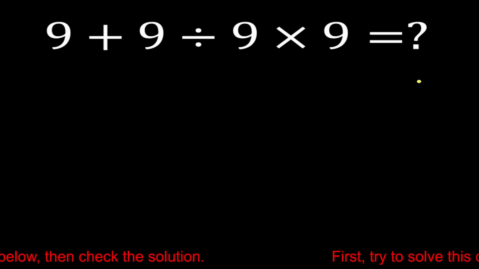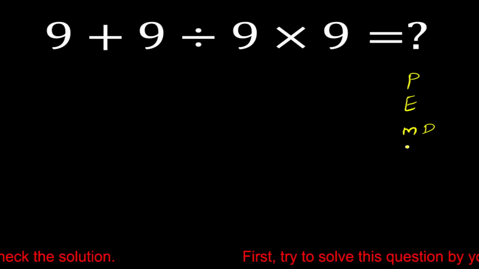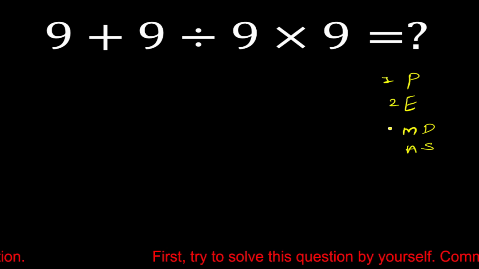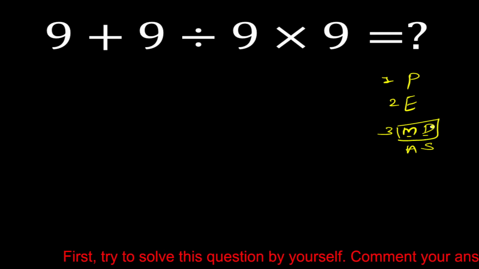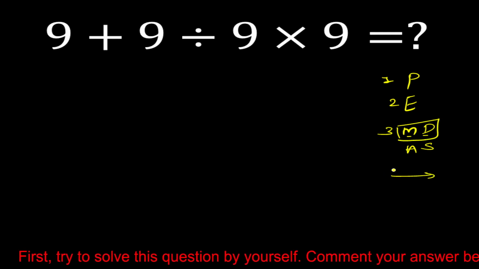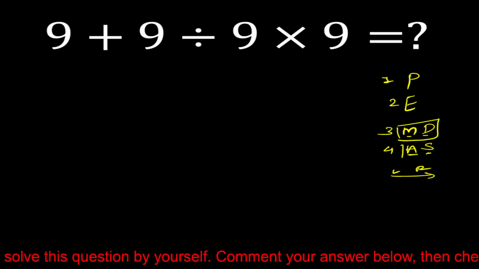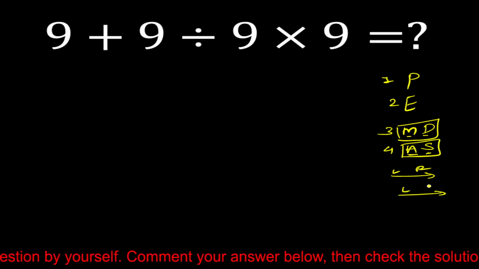PEMDAS. According to PEMDAS, first priority is parentheses, second priority is exponents, third priority is multiplication and division. Both have equal priority, so we have to solve it from left to right. Fourth and last priority is addition and subtraction. Addition and subtraction both have equal priority, so we have to solve it from left to right.